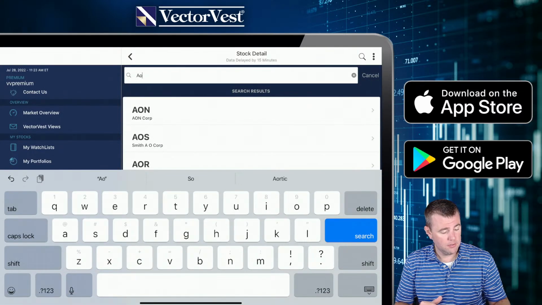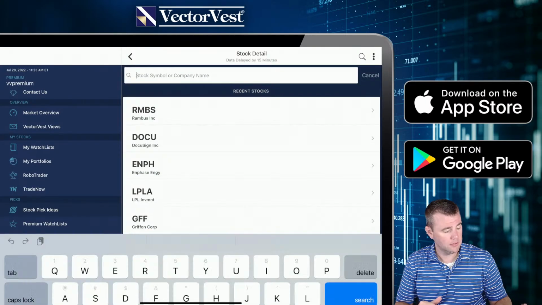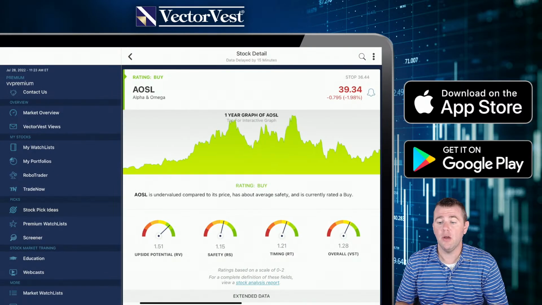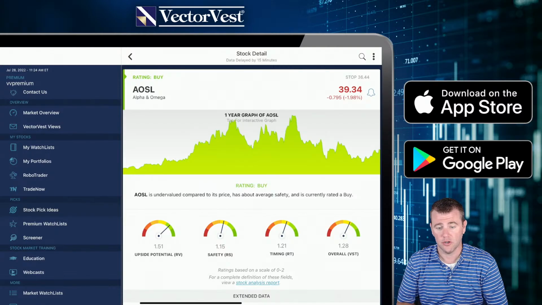AOSL. There we go. AOSL, good long-term potential, less risk associated with it, nice steady short-term uptrend.